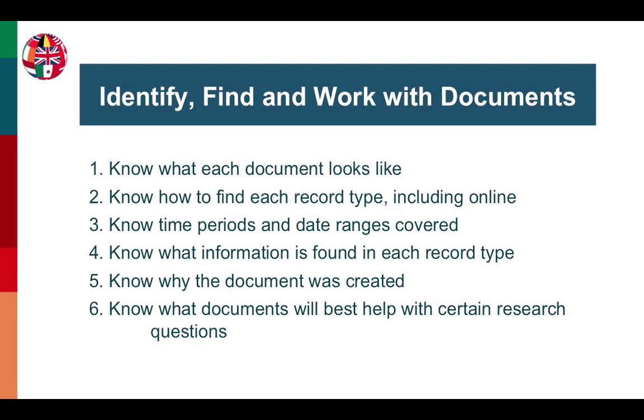All right, now identify, find, and work with documents. This one we're going to go into a little more detail. There are six things that you should know about documents. Number 1 is know what each document looks like. Number 2, know how to find each record type, including online. Number 3, know time periods and date ranges covered. Number 4, know what information is found in each record type. Number 5, know why the document was created. And number 6, know what documents will help with certain research questions.